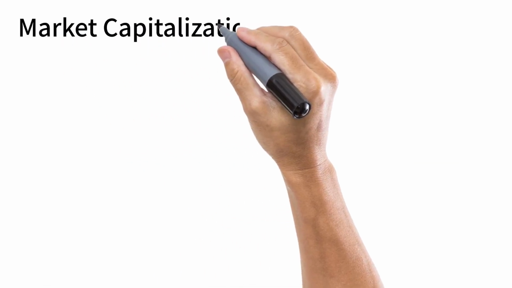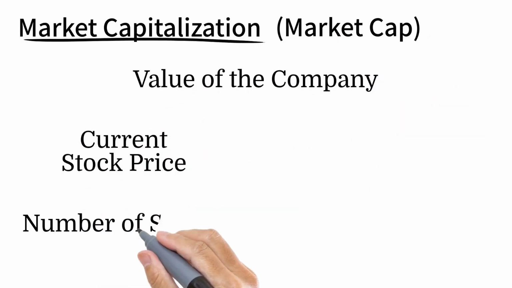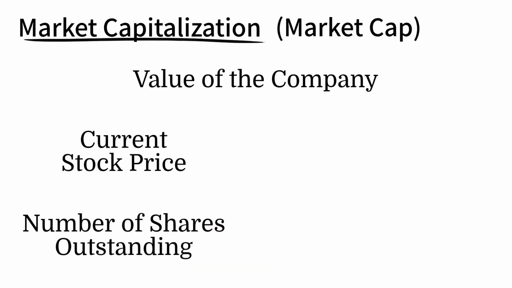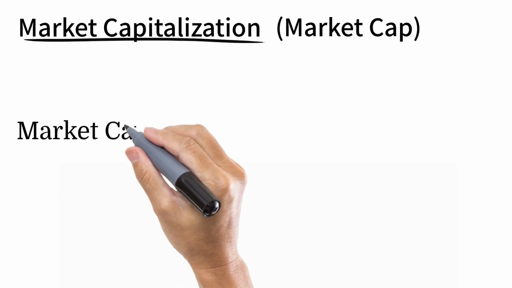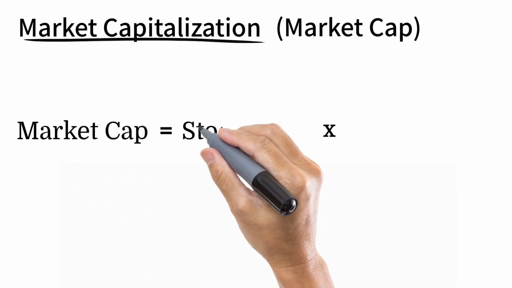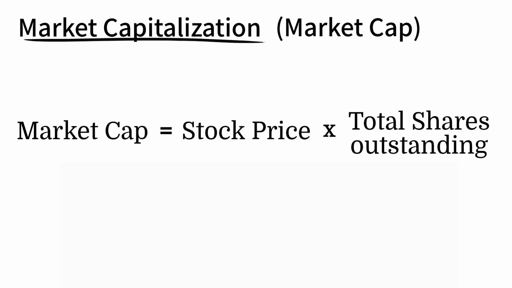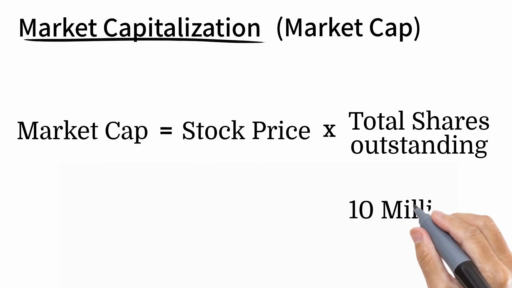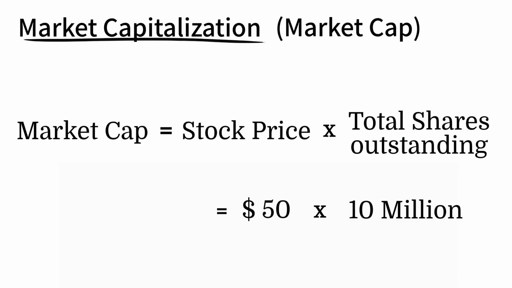Market capitalization. Market capitalization, or market cap, is the total value of a company based on its current stock price and the number of shares outstanding. It gives investors a simple way to understand how big a company is. Market cap is calculated by multiplying the stock price by the total number of shares issued. For example, if a company has 10 million shares outstanding and the stock price is $50, the market cap is $500 million.